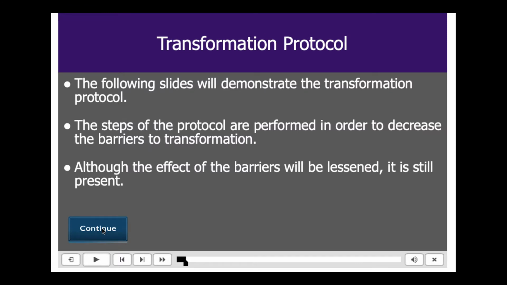The next slide will show you a demonstration of the transformation protocol. The steps of this protocol are performed in order to decrease the effect of the barriers to transformation. Although the effect of the barriers will be lessened, it's important to know that they are still present. This is why transformation remains a very rare event.